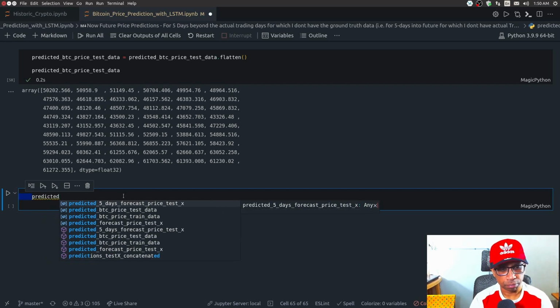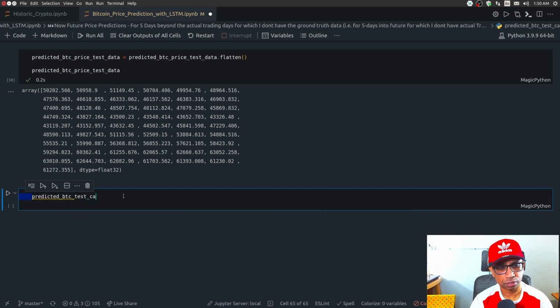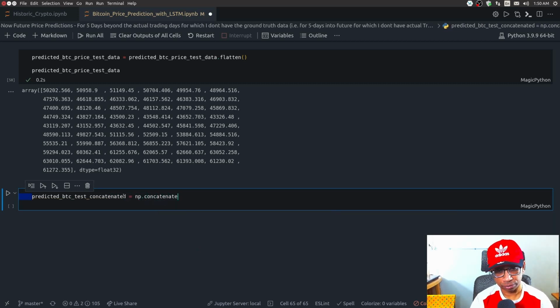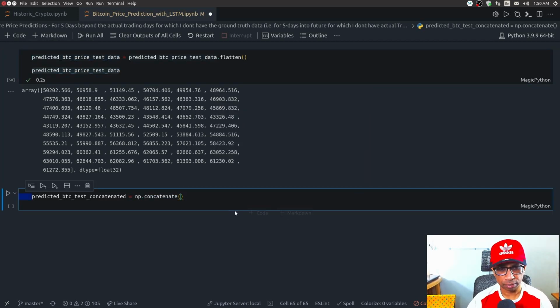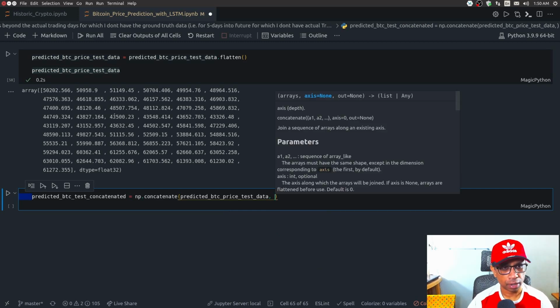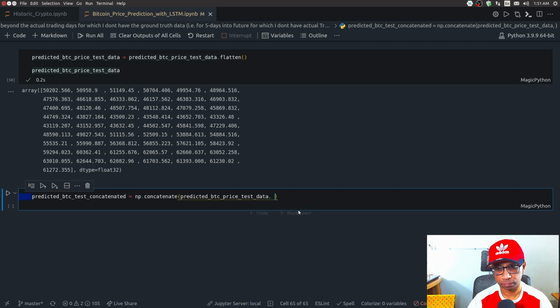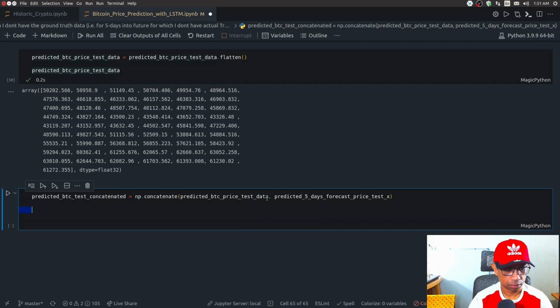I'm just defining a variable to hold the combined or concatenated these two arrays. Predicted BTC test concatenated, and I'm using np.concatenate. To this, I will pass just this array and also this array, and then I can print this array.